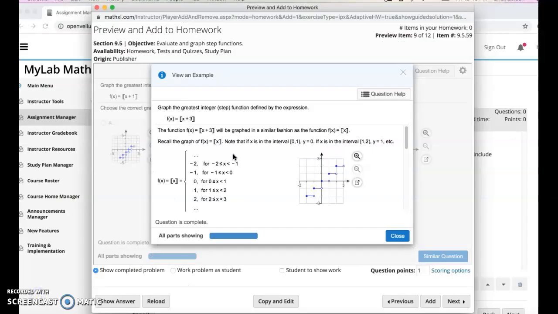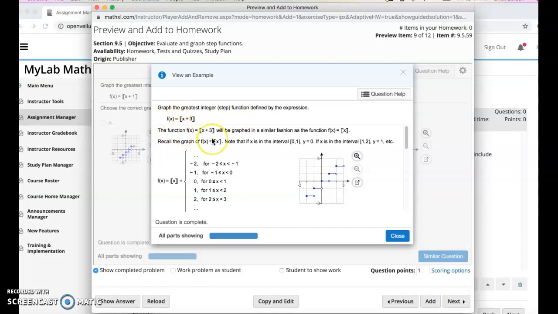And for number 31, I thought that it would be best to show you an example of how it is done. Just because this helps you do it on your own, and I want you to do it on your own. I want you to follow the same strategy. So they're asking you to graph the greatest integer function defined by this expression, or determine which one it is, as question 31 asks.